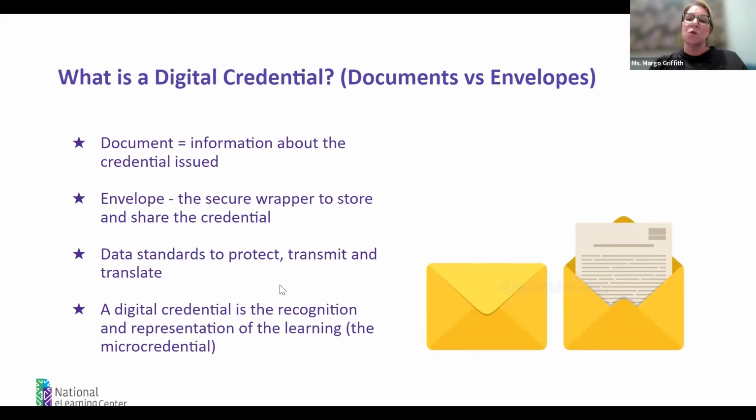So when we're talking about digital credentials, there's two parts to it, right? There's the information around the credential inside it, and then there's the security that's wrapped around the outside to ensure that there's trust. And alongside of that, we have, of course, all the data standards to protect and transmit and translate. I'm not talking about translate just in a language sense. I'm actually talking about it in a machine learning sense. So the digital credential, as a recap, is the recognition and representation of the learning. It's a digital recognition of the micro-credential.